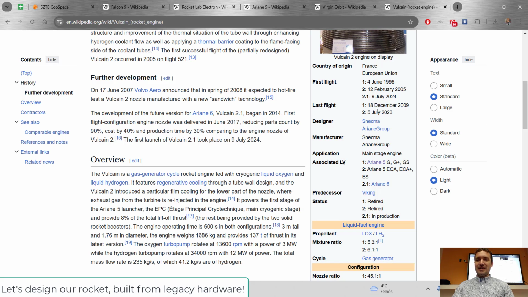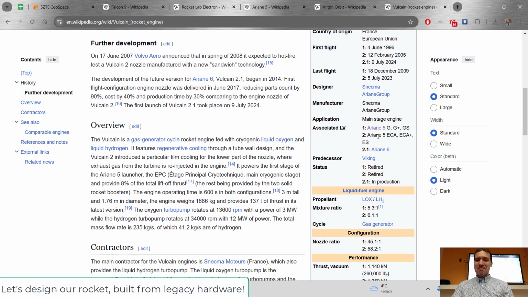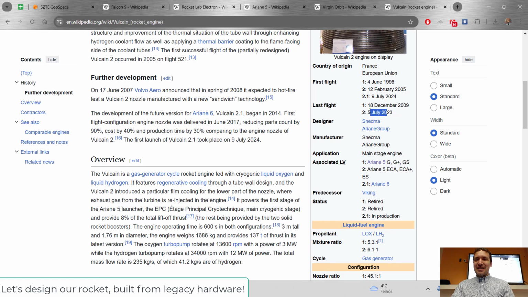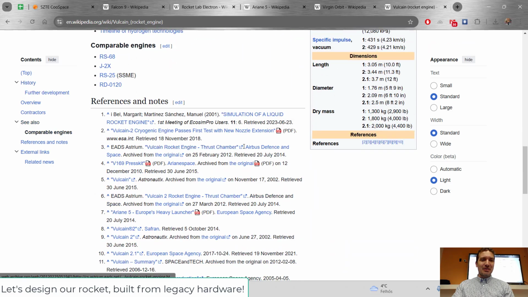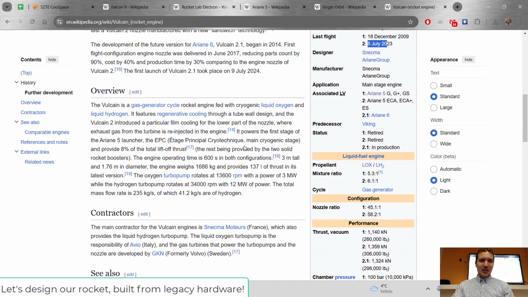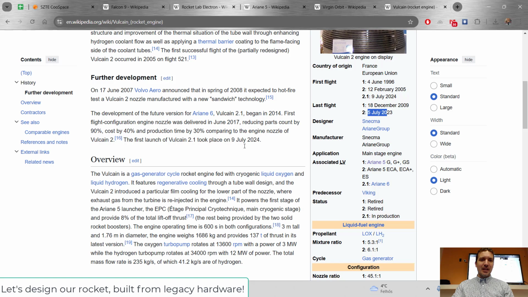And still they are refining it here and there. So if we are believing Wikipedia, then part of the components were switched to 3D printing.